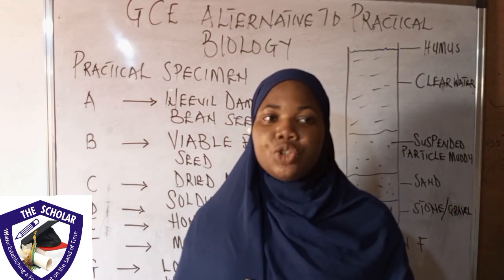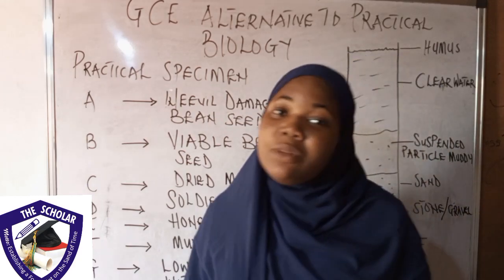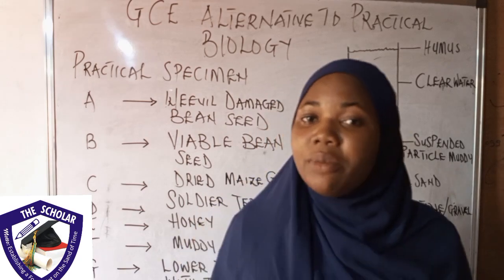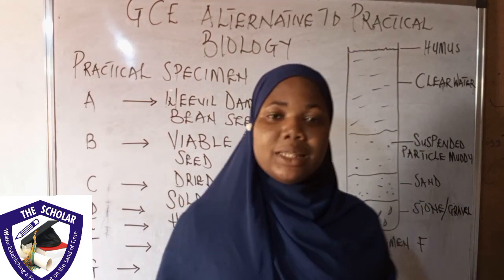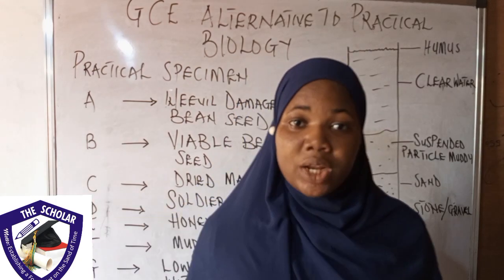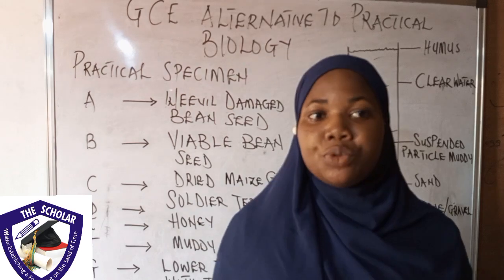For the classification of the bean seed, there's no weevil there, just a viable bean seed. And I explained that plants are primary producers. So this bean seed is under the kingdom Plantae. Why? Because it is a producer. Other organisms, the consumers, depend on it. So it is a producer.